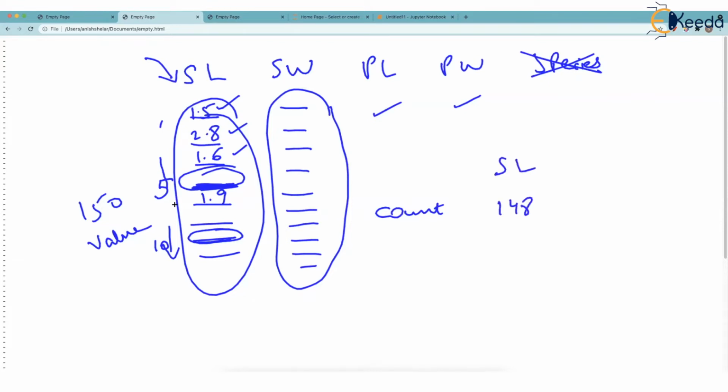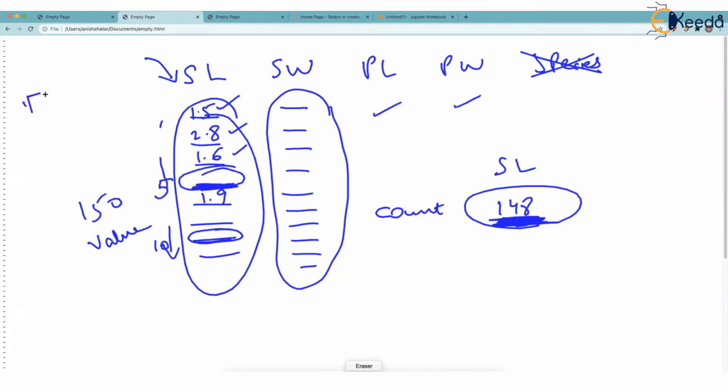In such a case, immediately when you see 148, you say, good Lord, there are 150 rows, so the number of SLs must be 150. It is showing 148. That means there is something fishy. There is something wrong in that particular column and some values are missing. We call these missing values.